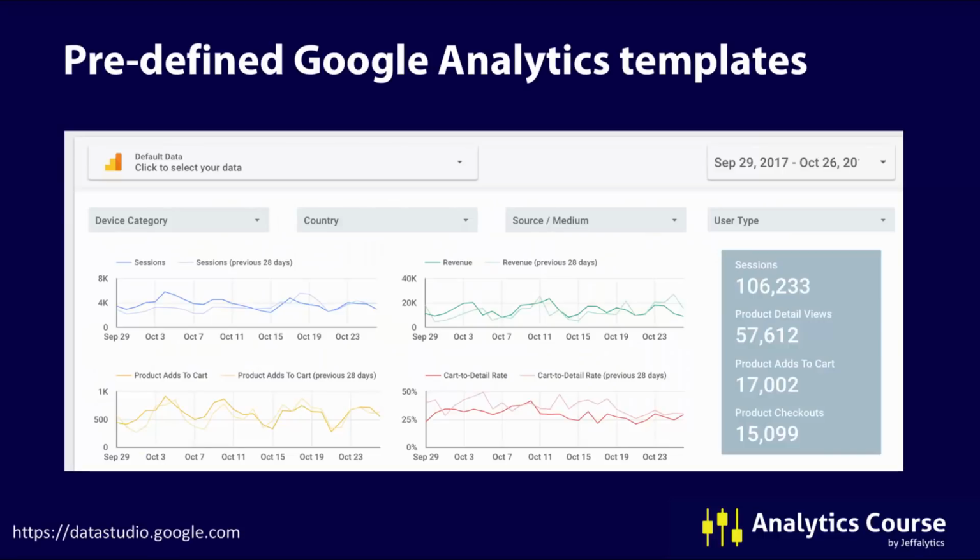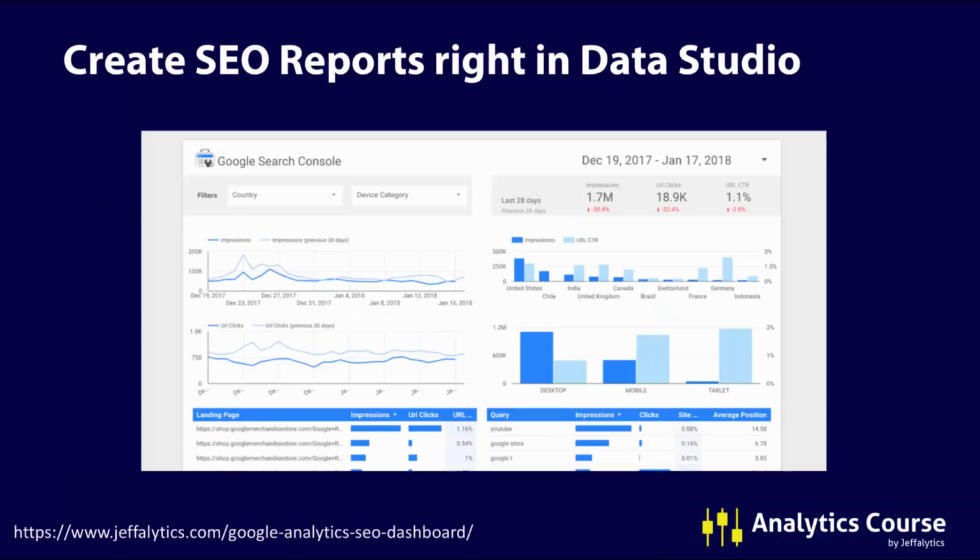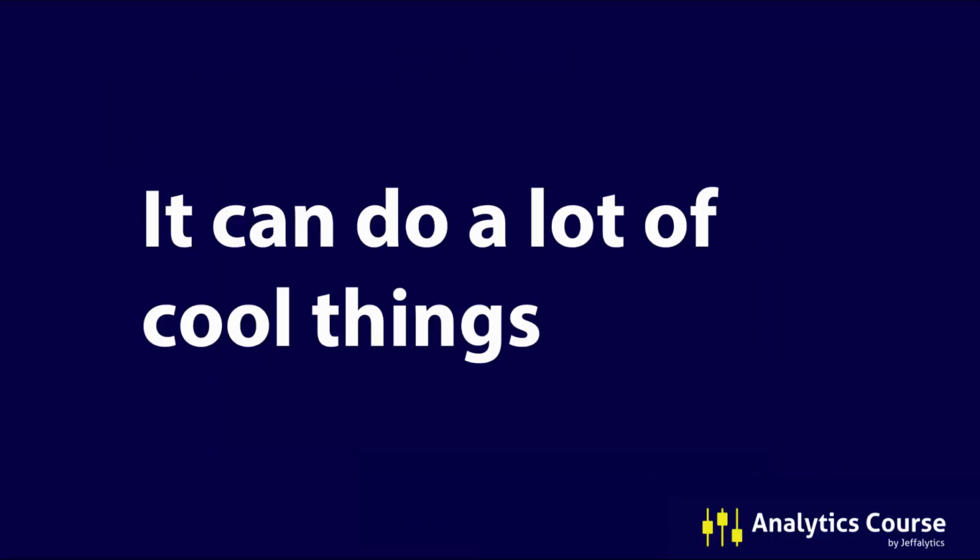For example, you have a predefined Google Analytics template. You can just select this template, connect it to your own data, and you can be rolling in reports about sessions, revenue, all kinds of cool stuff within Google Analytics. They also have predefined SEO reports, and we filled this out in our first video. And overall, Google Data Studio can do a lot of cool things.